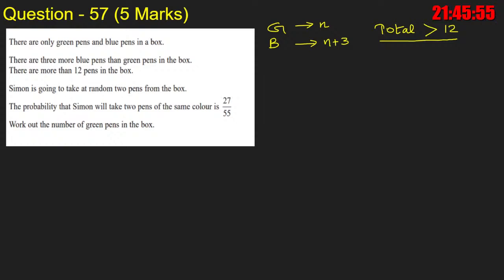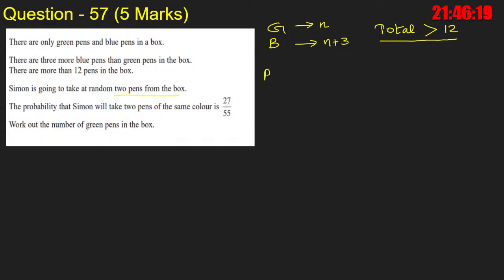There are more than 12 pens in the box, so the total pens is more than 12, right? Simon is going to take a random 2 pens. If the question says a random 2 pens, you need to think the pens are taken one by one. So the probability that Simon will take 2 pens the same color.